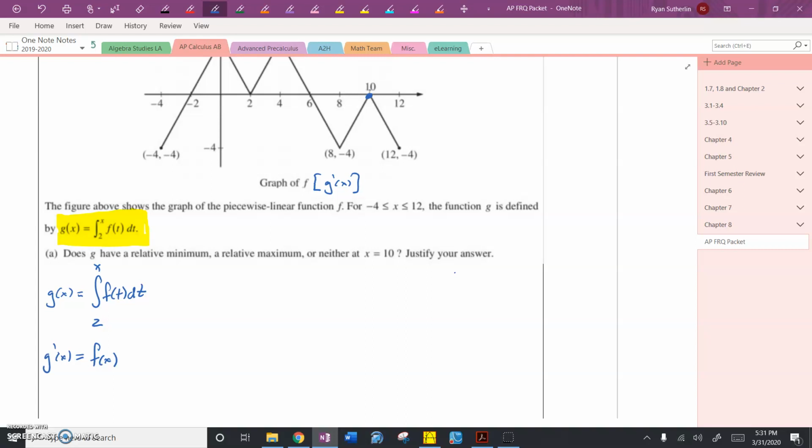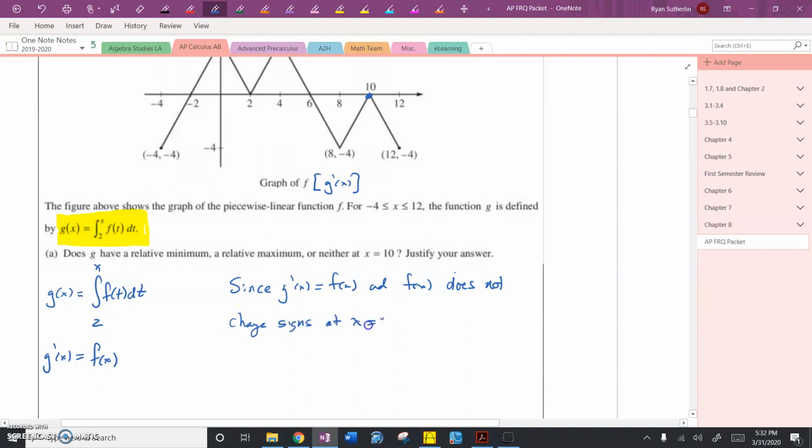Now, in our justification, we're going to need to mention a couple of things. First, we've got to mention why we're able to use that graph. So, since g prime equals f of x, and f of x does not change sign at x equals 10, x equals 10 is neither a relative max or minimum.